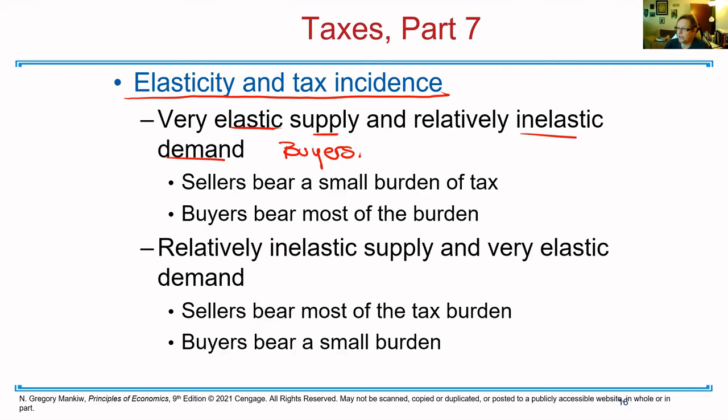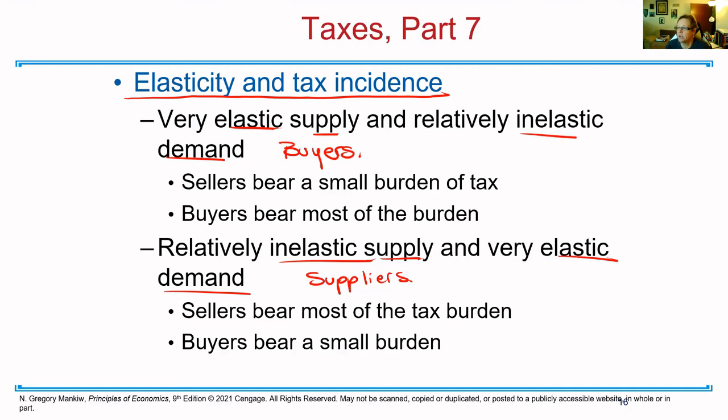Now, inelastic supply and elastic demand, we cannot pass that tax along. So suppliers are going to pay a higher burden of the tax. Why? Because there might be a lot of competition in this particular market. There might be many substitutes. This might be a luxury instead of a necessity. So that's kind of how we look at this.